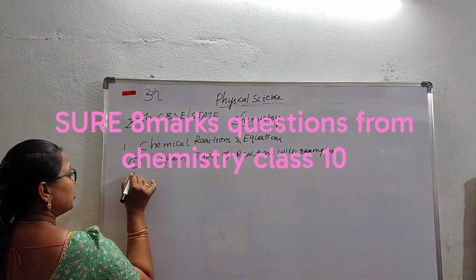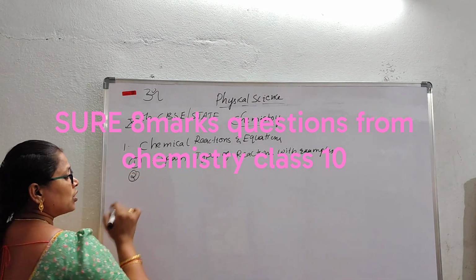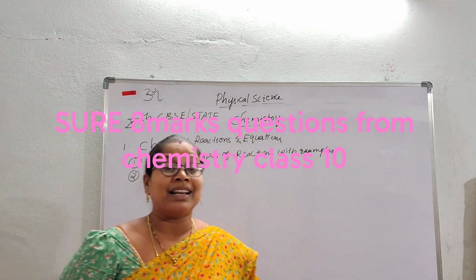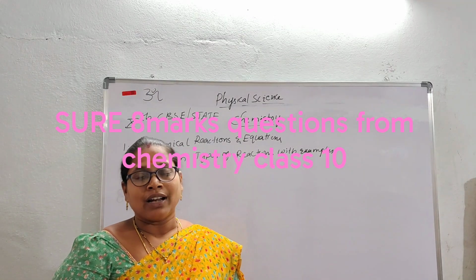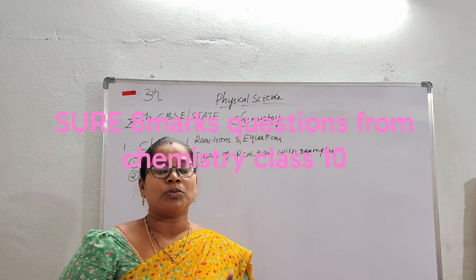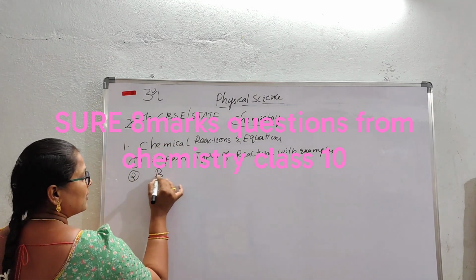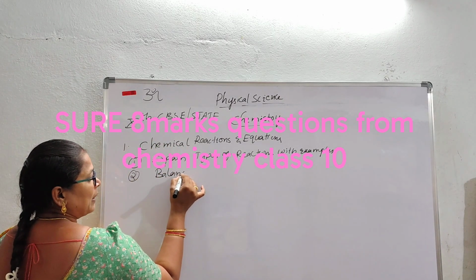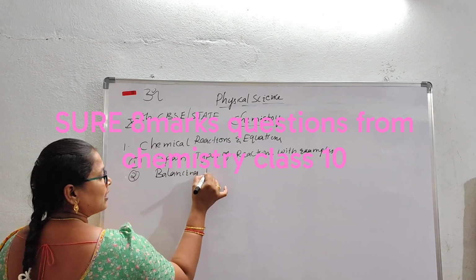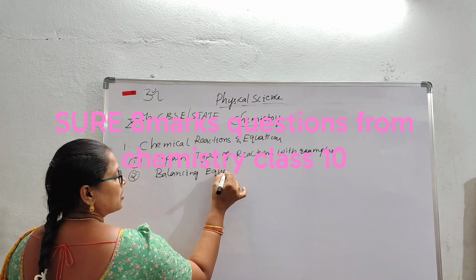Next, second question. Surely they are giving 4 balancing equations, and we need to balance them. Each one carries 2 marks. Totally 8 marks will be got from balancing equations.